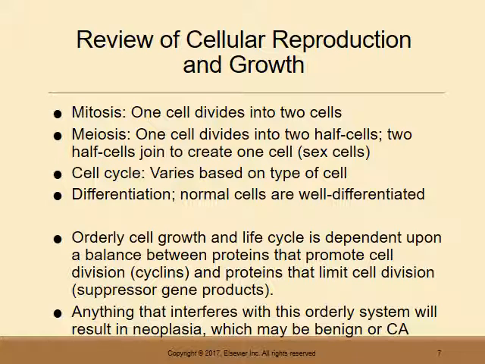Meiosis is the process by which one cell divides into two half cells. So you get a mama's one cell and a daddy's one cell. Each of those one cells will divide into two half cells. And of those, two half cells will join to create one cellular being, otherwise known as a baby in the future. So that's meiosis, that's the sex cell division.